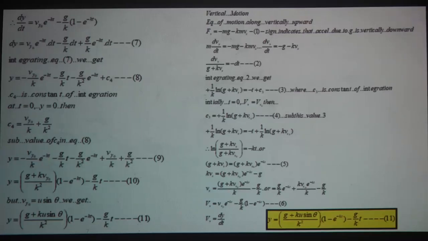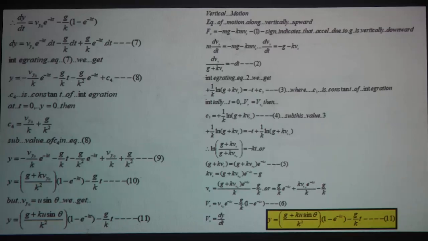But here Vy is equal to dy by dt, that is the velocity. So dy by dt is equal to Vy0 e raised to minus kt minus g by k (1 minus e raised to minus kt). So only I substitute the value of Vy, that is dy by dt. So I am interested in dy, dy on one side, everything on the other side. So that is Vy0 e raised to minus kt dt minus g by k dt plus g by k e raised to minus kt dt.